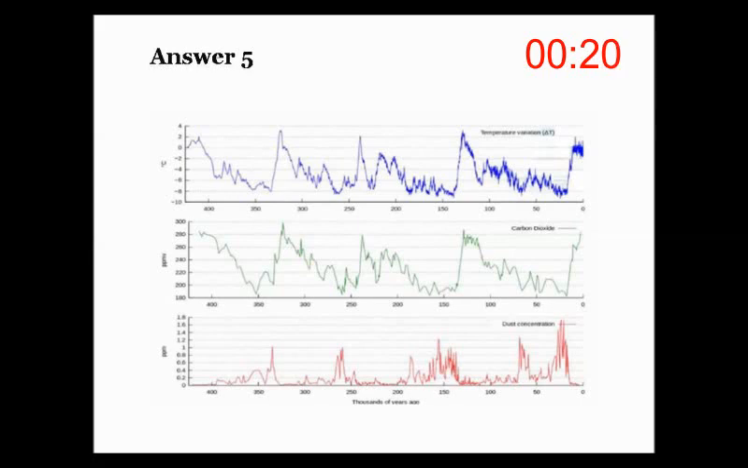Last but not the least, in terms of carbon dioxide, the smallest number can be found in 350, which is about 190. In terms of dust concentration, the largest number can be found in 25, which is about 1.7. In conclusion, I think this graph is very beneficial because it tells me about the relationship between three lines.